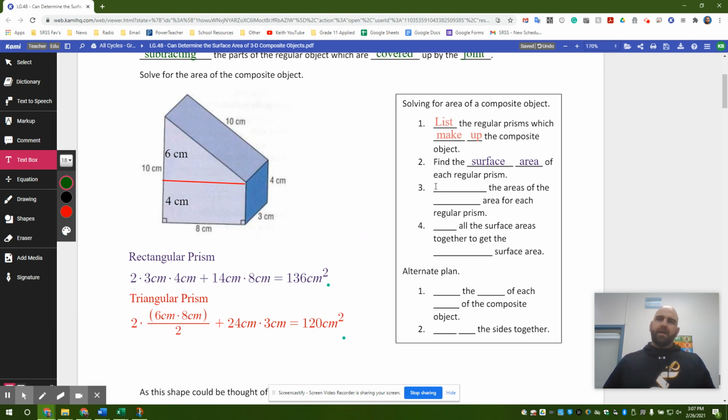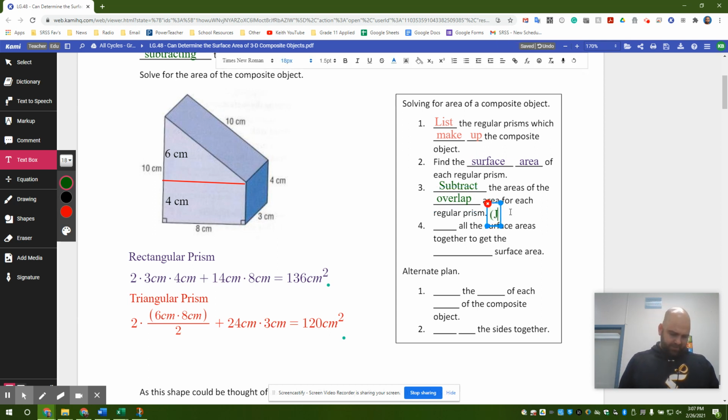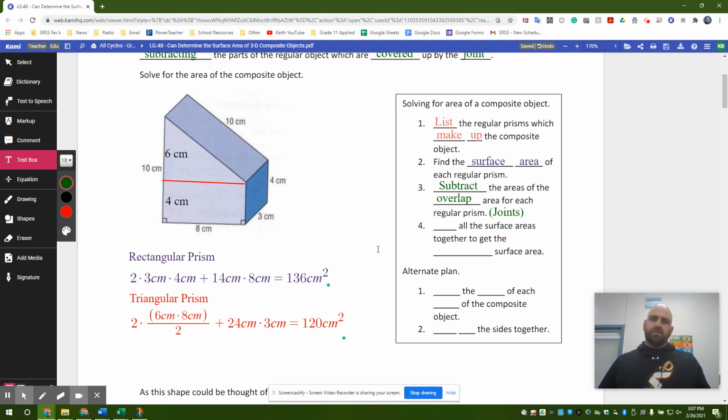Now, once we have the area of each of those, we go back to number 3 here. We're going to subtract the areas of the overlap for each of the regular prisms. I'm going to put this here in brackets. These are our joints. We need to subtract the joints.